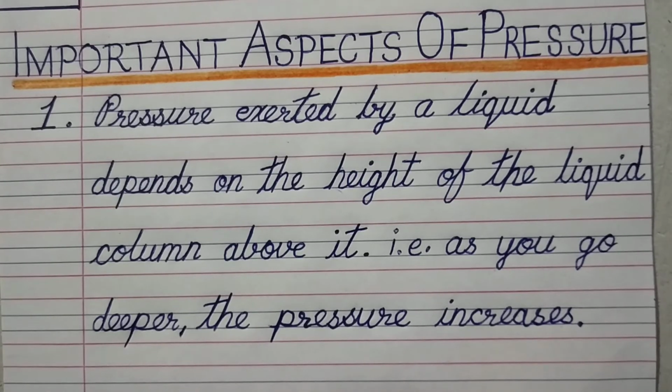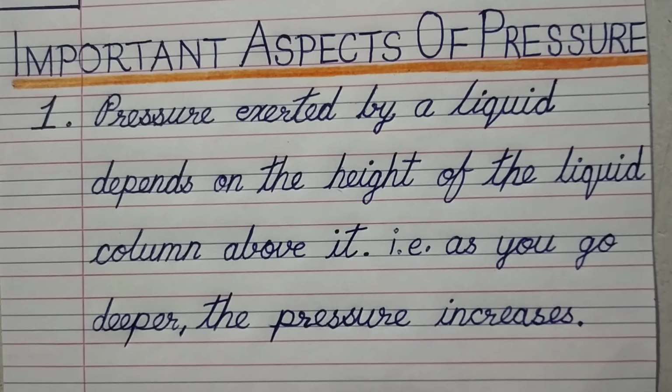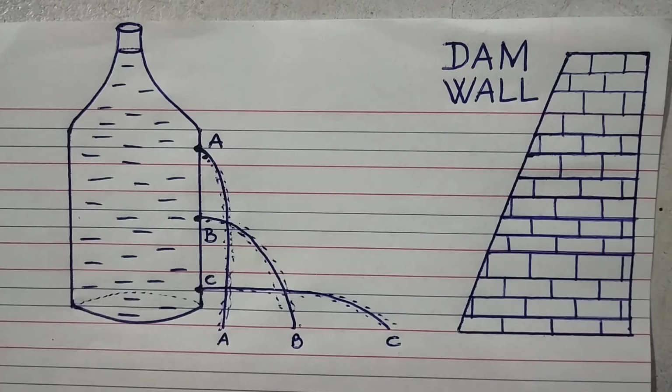A couple of important aspects about pressure. Pressure exerted by a liquid depends on the height of the liquid column above it. That is, as you go deeper, the pressure increases. This can very well be demonstrated by the experiment that I've drawn on the next page. As you can see over here, there's a bottle with 3 holes at different heights. Hole A at a height, hole B at a lesser height, and hole C at still a lesser height at the bottom of the bottle.